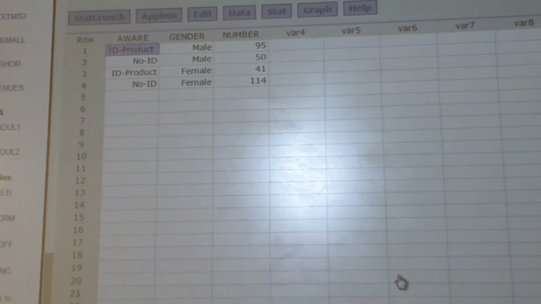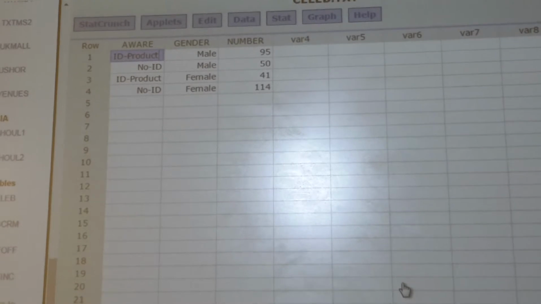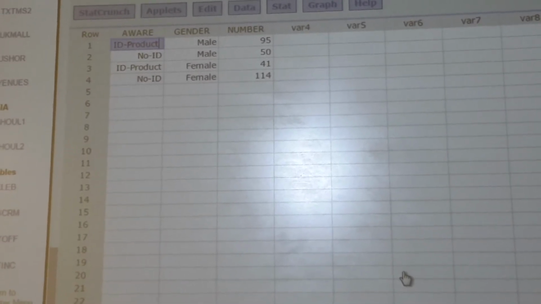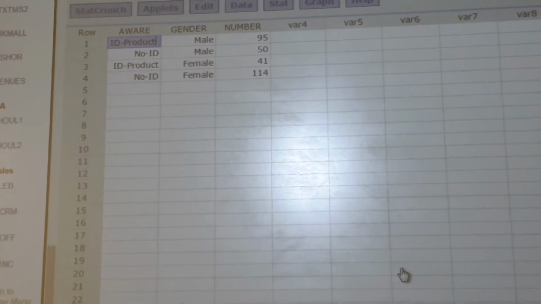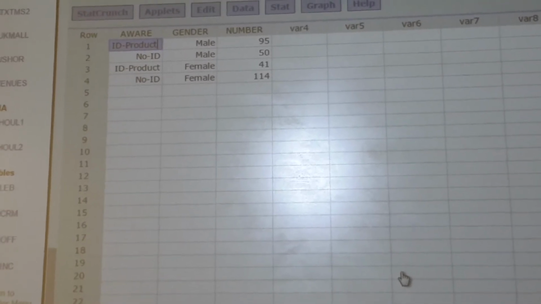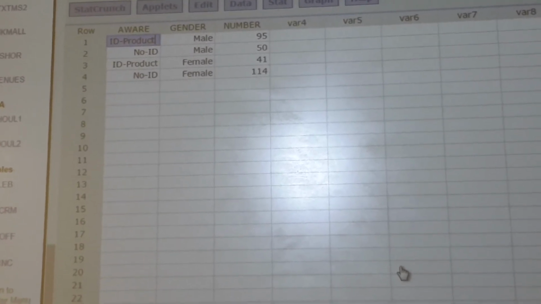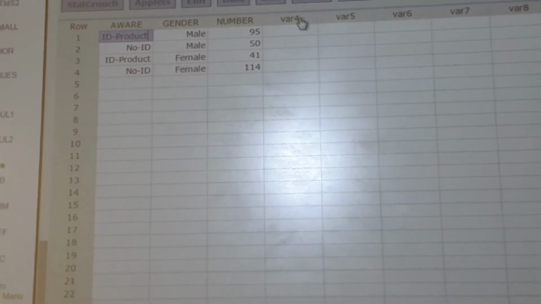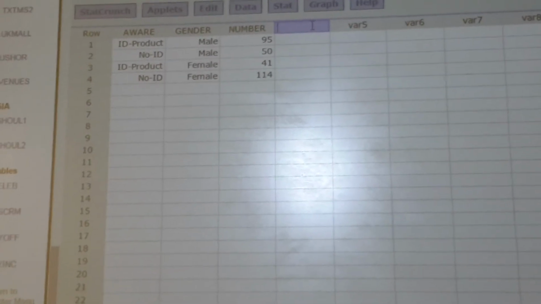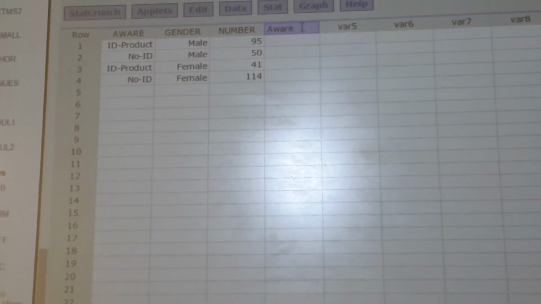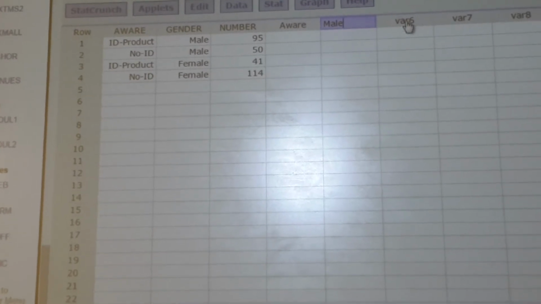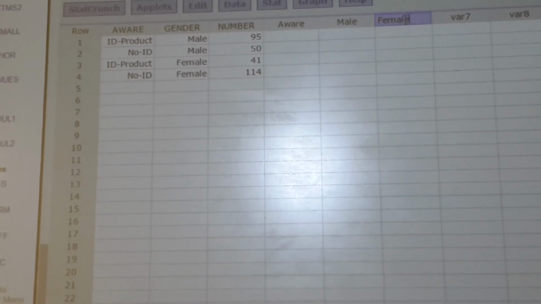And unfortunately, kind of like we had to do with the factorial ANOVA data, we're going to have to make some modifications here to this one as well. We want our data to look like table 10.3 on page 572. So we're going to make a column here called aware. We're going to make a column called male, and we're going to make a column called female.